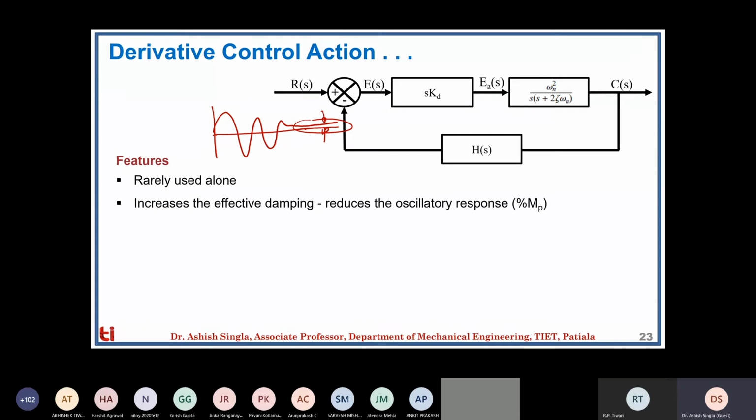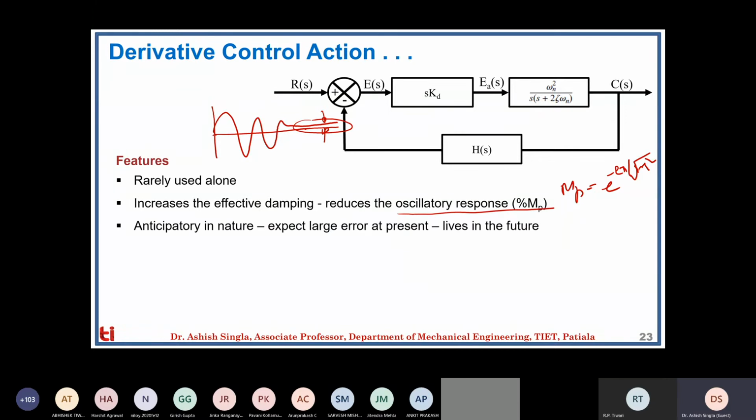It increases the effective damping of the system. Why is that? Because we know that percent overshoot is equal to e to the power minus zeta pi upon the square root of 1 minus zeta square. So if it increases the damping of the system, the overshoot will decrease, which means it reduces the oscillatory response of the system. Next, the major feature is that it is anticipatory in nature, because it expects that something large error at present.